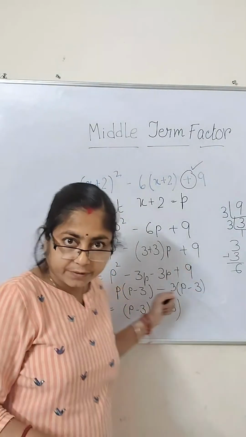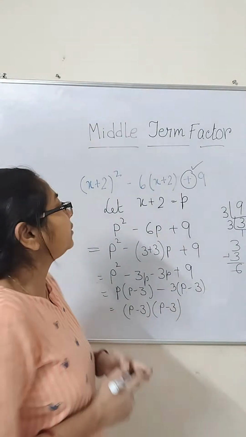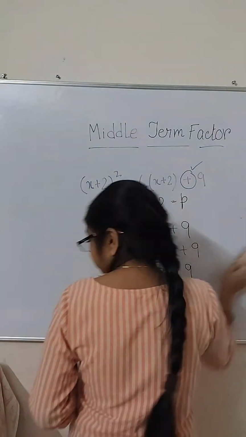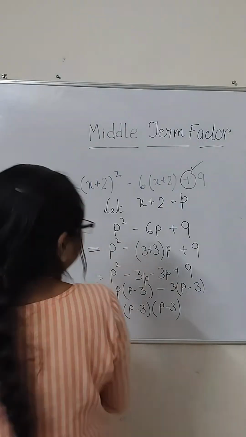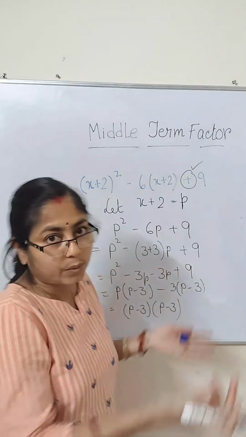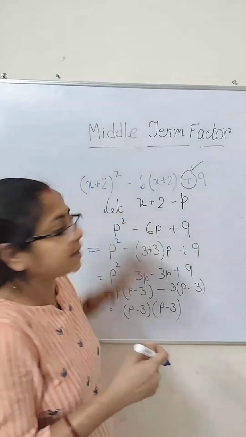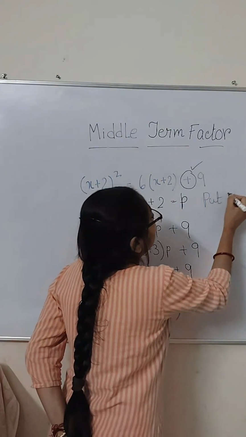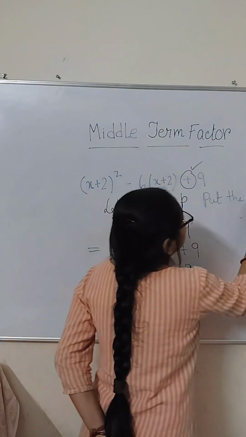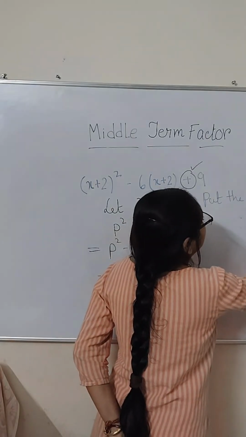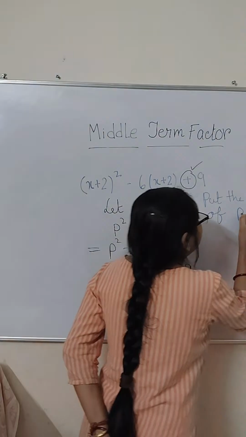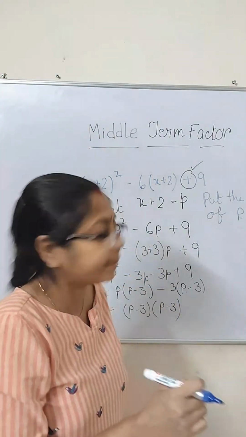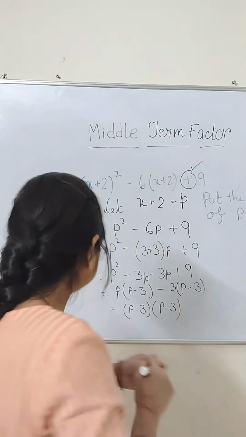Is here the math finished? Please, anybody tell me, here the math finished or not? No, the math is not finished because p is not our variable. Our variable is x plus 2. So you write here in this line, put the value of p. Please write this line. Without this line, you can't put the value of p.